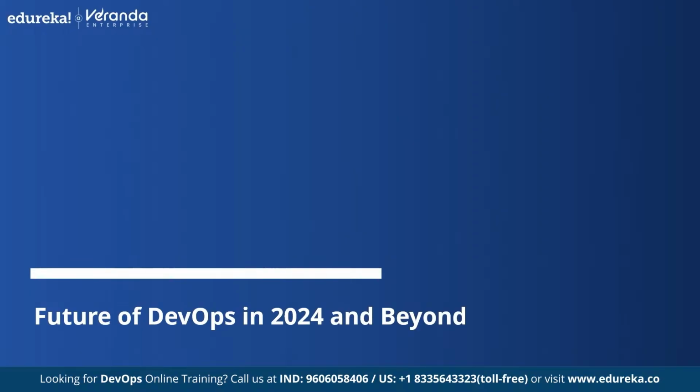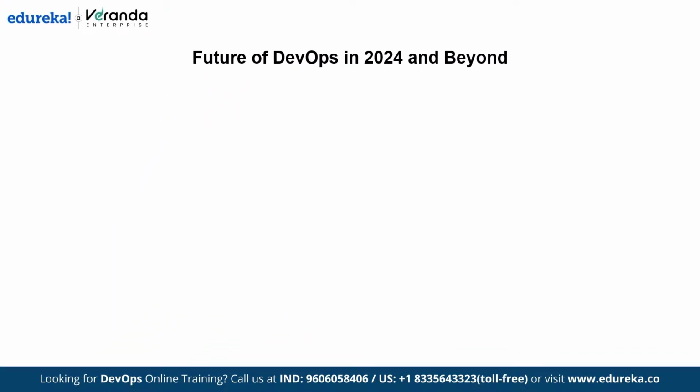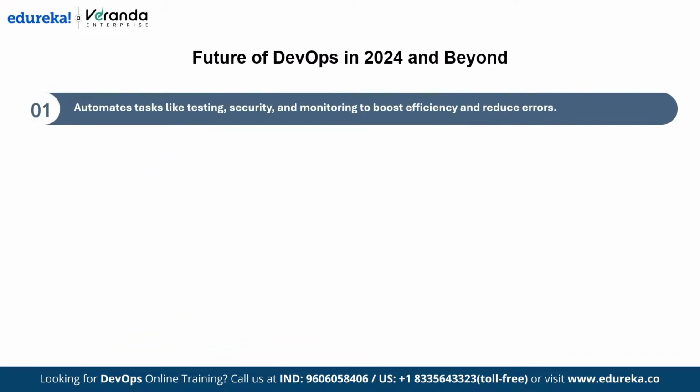The future of DevOps in 2024 and beyond is set to evolve with the following key trends. First is the increased automation. DevOps will automate more complex tasks like testing, security checks, and system monitoring. This will streamline processes, reduce human error, and also speed up the software delivery pipeline.